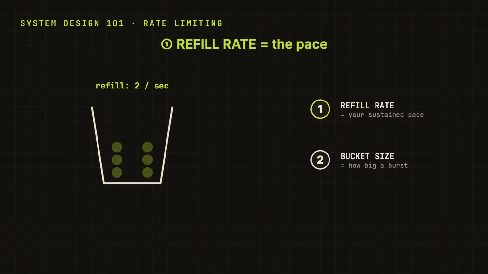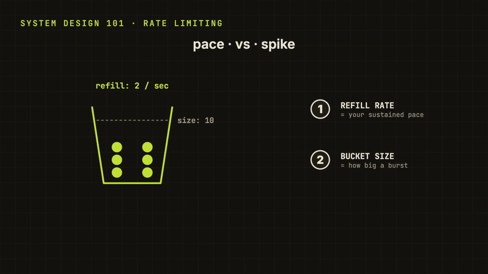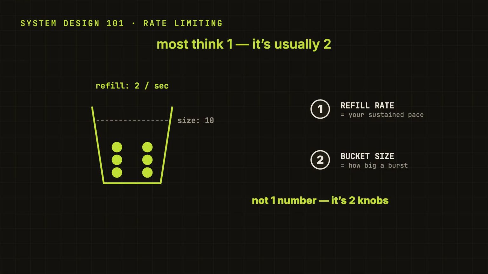The refill rate, the 2 per second, that is your sustained pace, the average rate you are allowing over time, and the bucket size, how many tokens it can hold at most. Let's say 10, that is how big a burst you allow. So, two separate knobs. One sets the long run pace, the other sets how much of a sudden spike you can absorb. Most people think a rate limit is one number. It is usually these two.